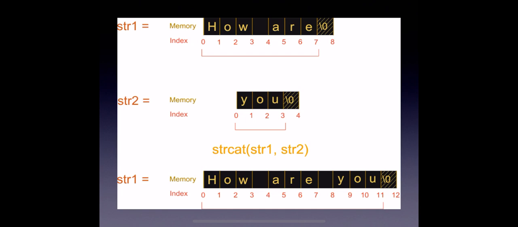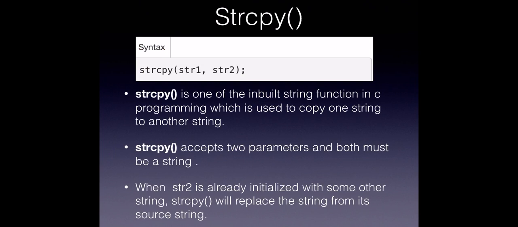The next is string copy. The syntax is strcpy of string 1 and string 2. It's an inbuilt function found in the string.h library. The string.h library is not created by a particular author. It's like extracts from various authors over these years. The strcpy accepts two parameters and both must be strings.